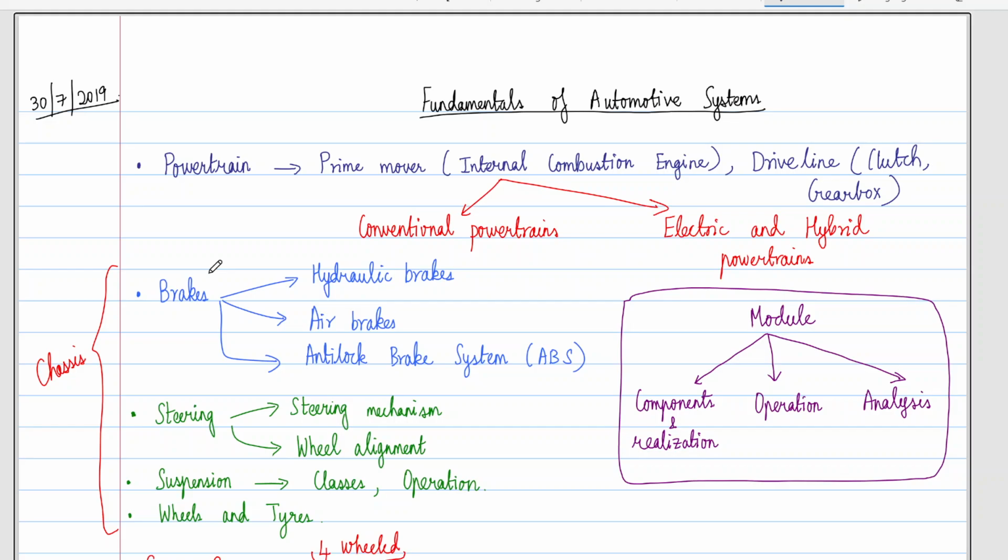This also happens to be the core research area in our group, and I would be happy to discuss more details on anti-lock brake system at a later stage. That would happen in week 9.